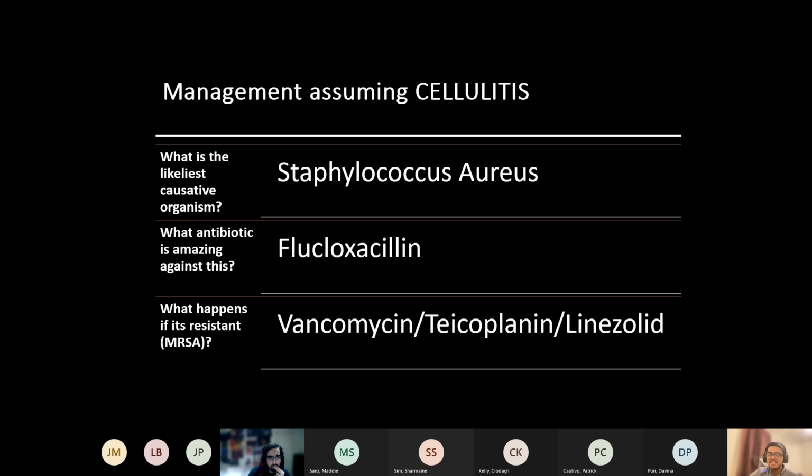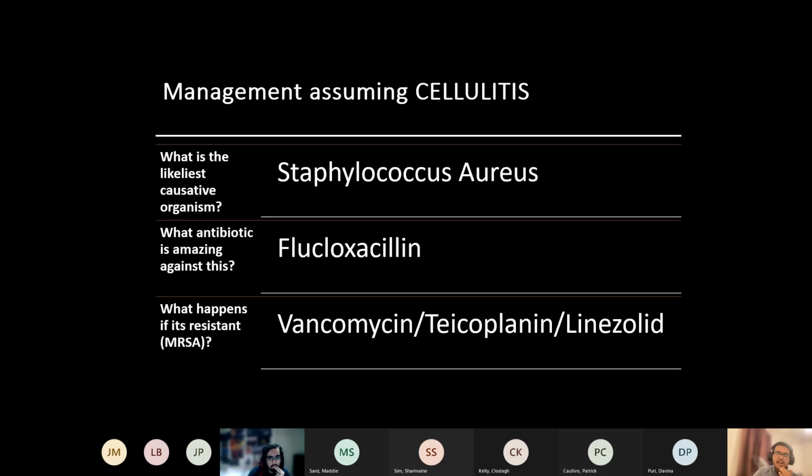Management, assuming this is cellulitis, is significantly easier, and it ties in quite well with the antibiotics lecture we did. So here are a few questions for you to answer. Let's start with the first one. What is the likeliest cause of a cellulitis? So what is the bacteria that sits on our skin and is likely to cause an infection?